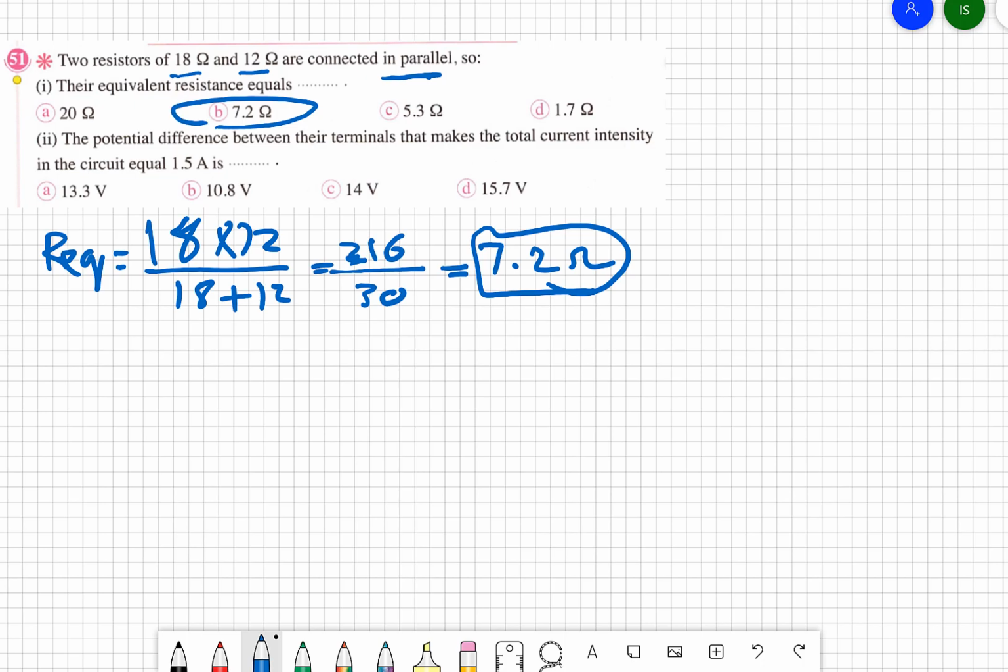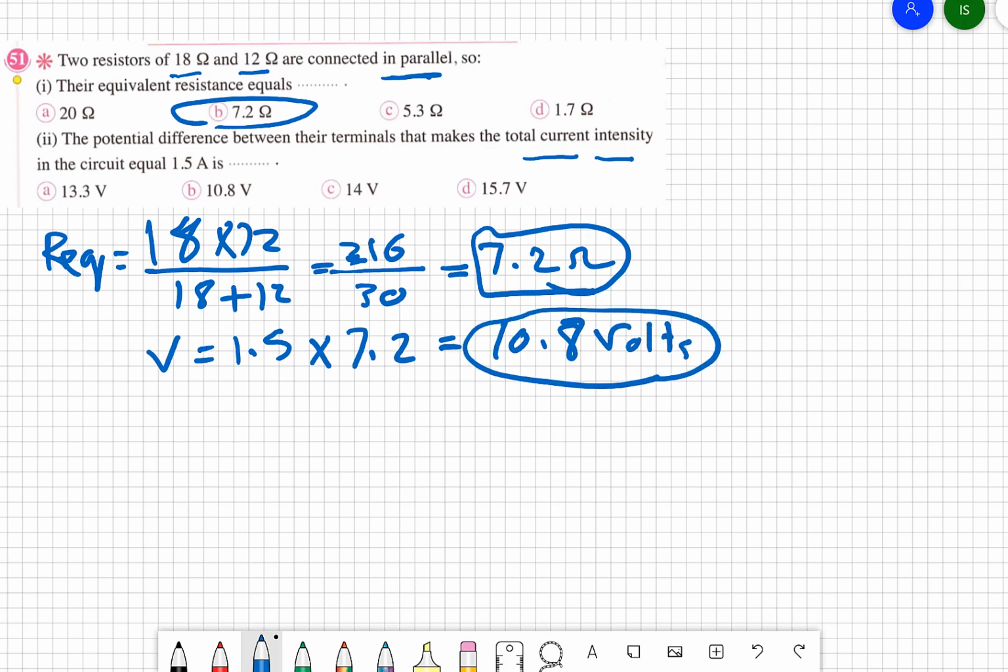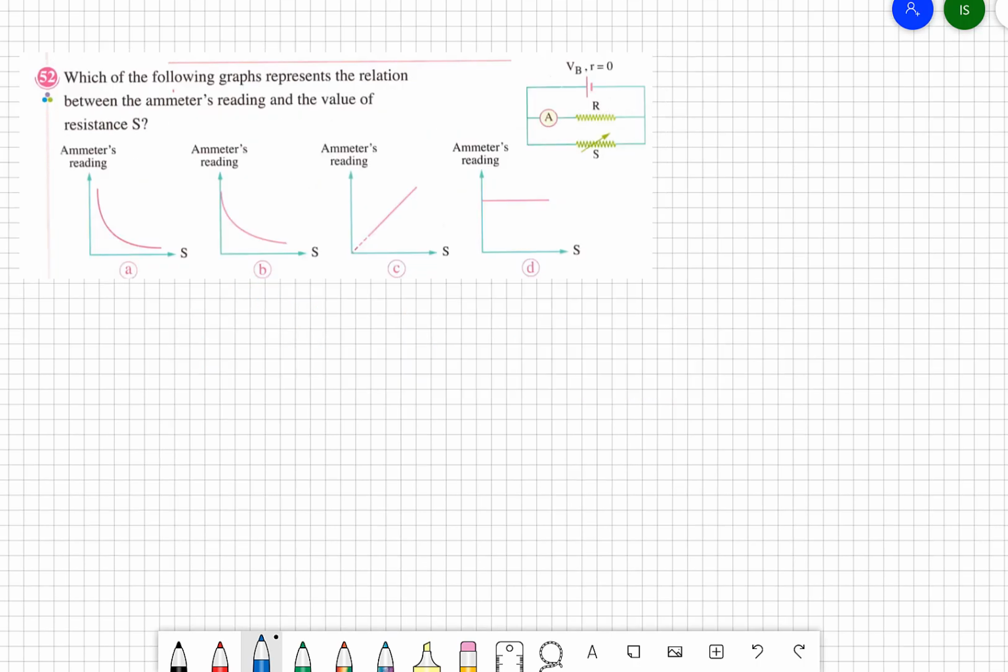The potential difference between their terminals, given that the total current intensity in the circuit is 1.5. So V equals the current 1.5 times 7.2, it yields 10.8 volts. We have the answer right there. Okay guys, I hope it is easy. Let's move to the next one.